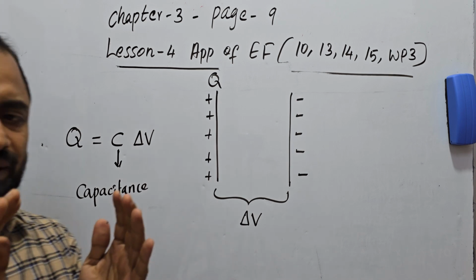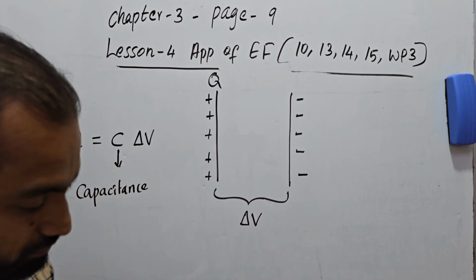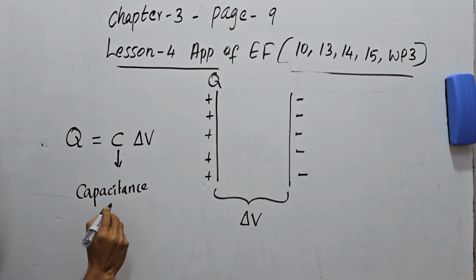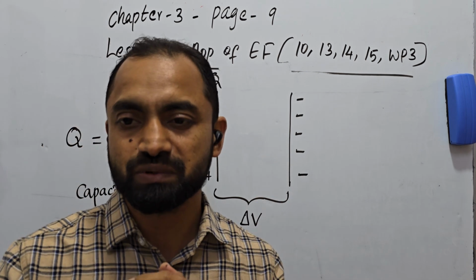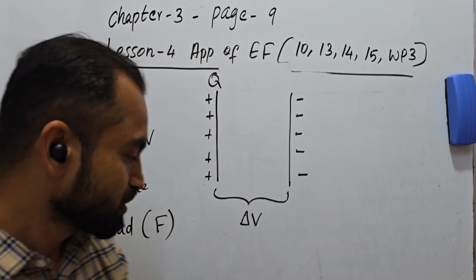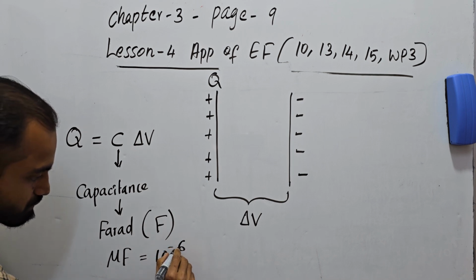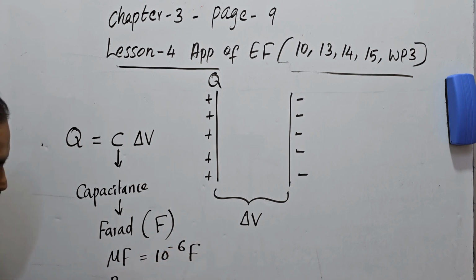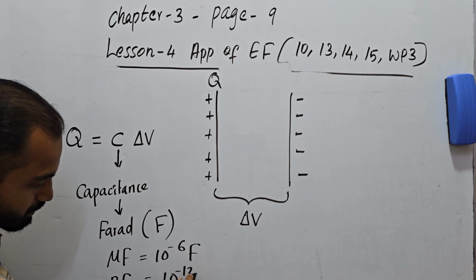Like that, every capacitor will have its capacitance, meaning its ability to store electric charge. What is the unit of capacitance? The unit of capacitance is farad, capital F. But 1 farad is a big value. There will not be any capacitor that can store 1 farad like that. So we usually use microfarad. What is microfarad? 10 to the power minus 6 farad. You must convert, and picofarad is 10 to the power minus 12 farad.